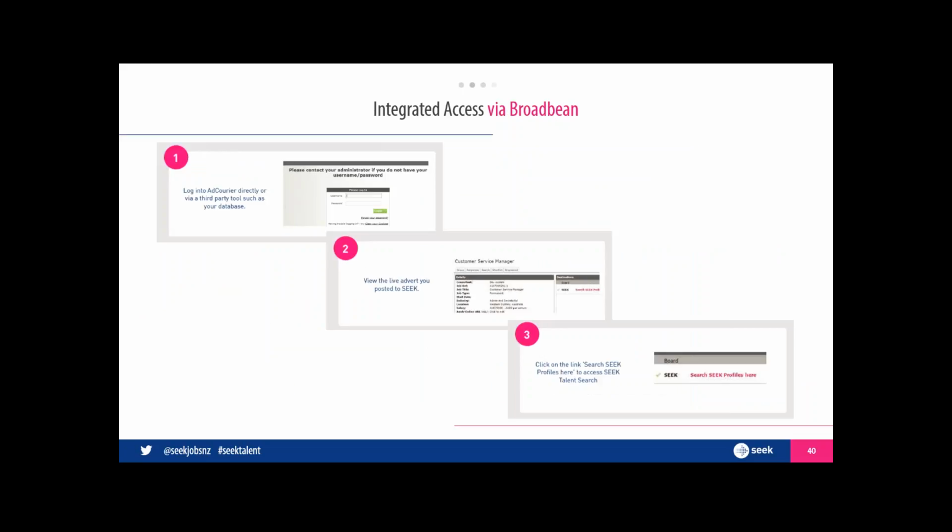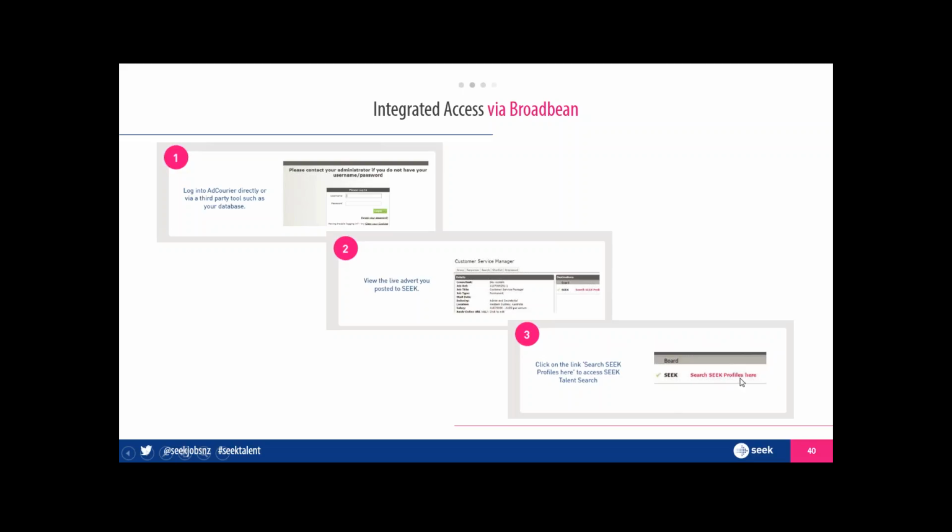Broadbean, I know these are really small for your screens. These were the best ones we could get from them, but ultimately you log in and where they have what job boards you've posted the ad to. So when you're on your job ad, it'll say board and it'll have all of the different job boards that you've posted your ad on. Then ultimately off to the right-hand side of Seek, it says search Seek profiles here. That's the hyperlink. Click on it, you're in.